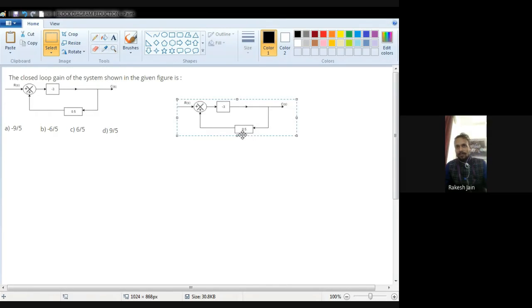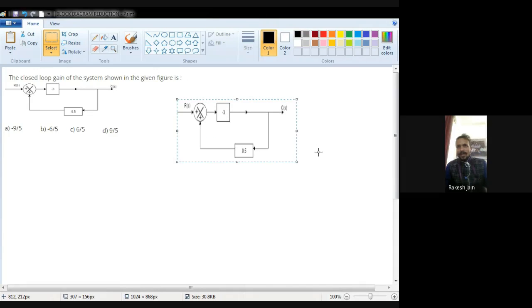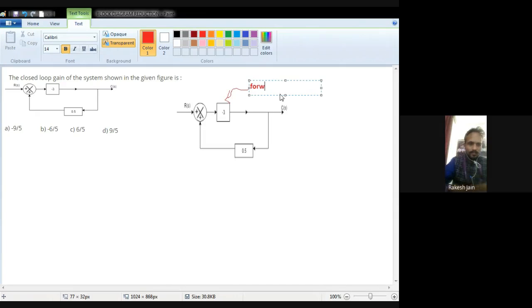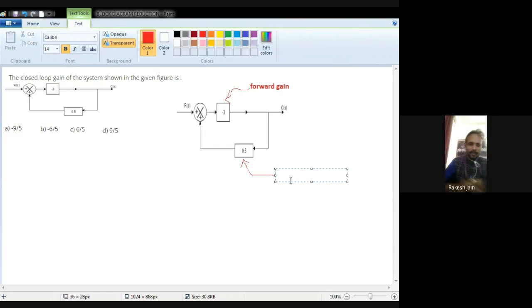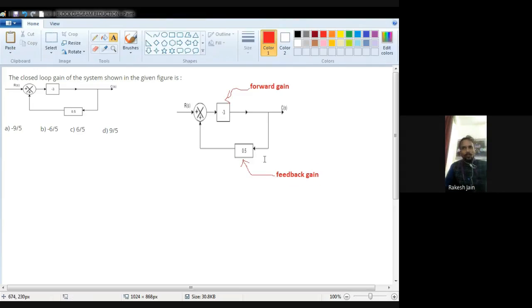Now see very carefully. Minus 3 is the forward gain. This one is the forward gain. With the red color I just showed you, this one is the forward gain, as you know. And 0.5 is your feedback, because when some part of the output comes into the input again, that is known as feedback. So 0.5 is the gain of feedback. So it is the feedback gain. Yes, output is CS and input is RS.